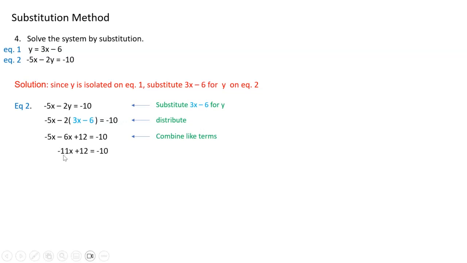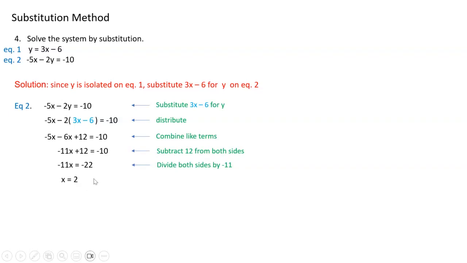So we have negative 11x plus 12 equals negative 10. Now we're going to have to send the positive 12 to the right side by doing the opposite, which is subtraction, since it's addition. So subtract 12 from both sides. If we do that, it's going to give us negative 11x equals negative 22. Then we divide both sides by negative 11. The result is x equals 2.